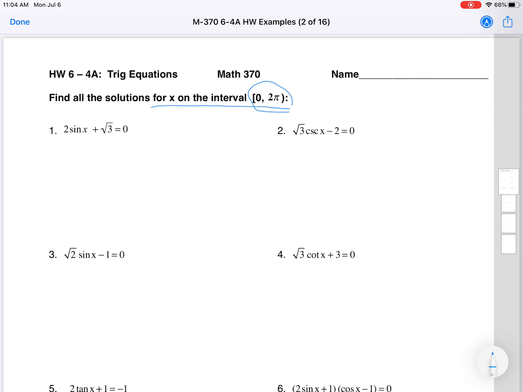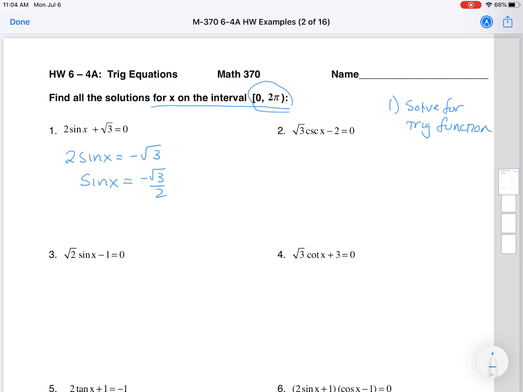Well, what you're going to do, step number 1, is you're going to solve for the trig function. So let's go do step number 1 over here. If we do that, we get 2 sine x, and I'm going to move over the root 3, so it's going to become negative. And then I'm going to get sine x is equal to negative root 3 over 2. And so your answers should be in radians like it's specifying there. X always represents a real number.